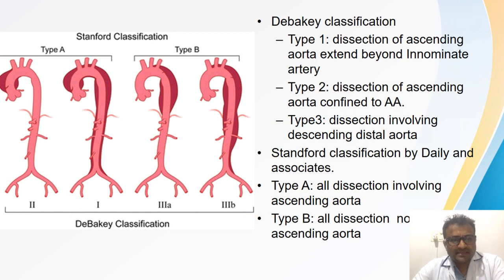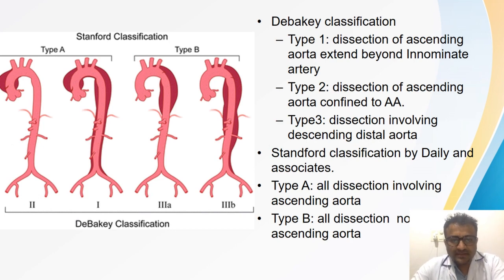As per the DeBakey classification, you can see on the left side, type 1 is the aortic dissection arising from the ascending aorta and extending beyond the innominate artery. Type 2 is the dissection arising from the ascending aorta and confined to the ascending aorta. Type 3A is the aortic dissection arising from the descending thoracic aorta and confined to the descending thoracic aorta. And type 3B is the dissection arising from the descending thoracic aorta, propagating retrogradely as well as anterogradely beyond the diaphragm.